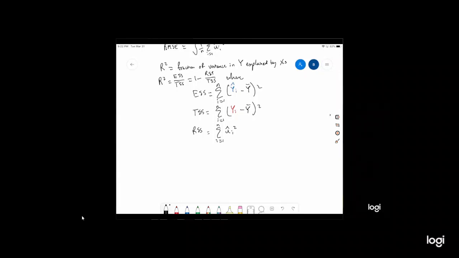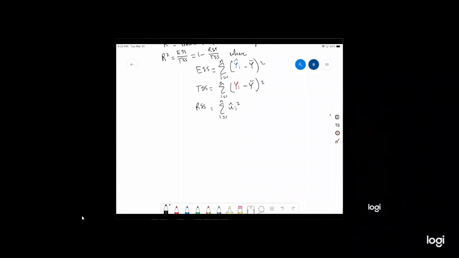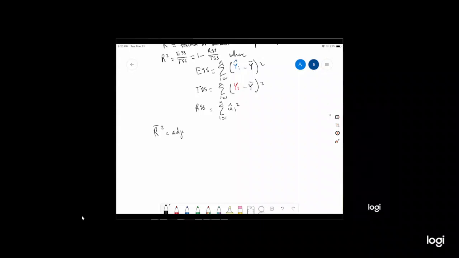So that means we need to account for this, and we do that again using the degree of freedom correction, just like we did in the standard error of regression. We're going to adjust for the fact that we're just adding additional regressors to the model. So we're going to take our r squared and adjust it for degrees of freedom. We're going to call this the adjusted r squared, or an r squared with a degree of freedom correction.